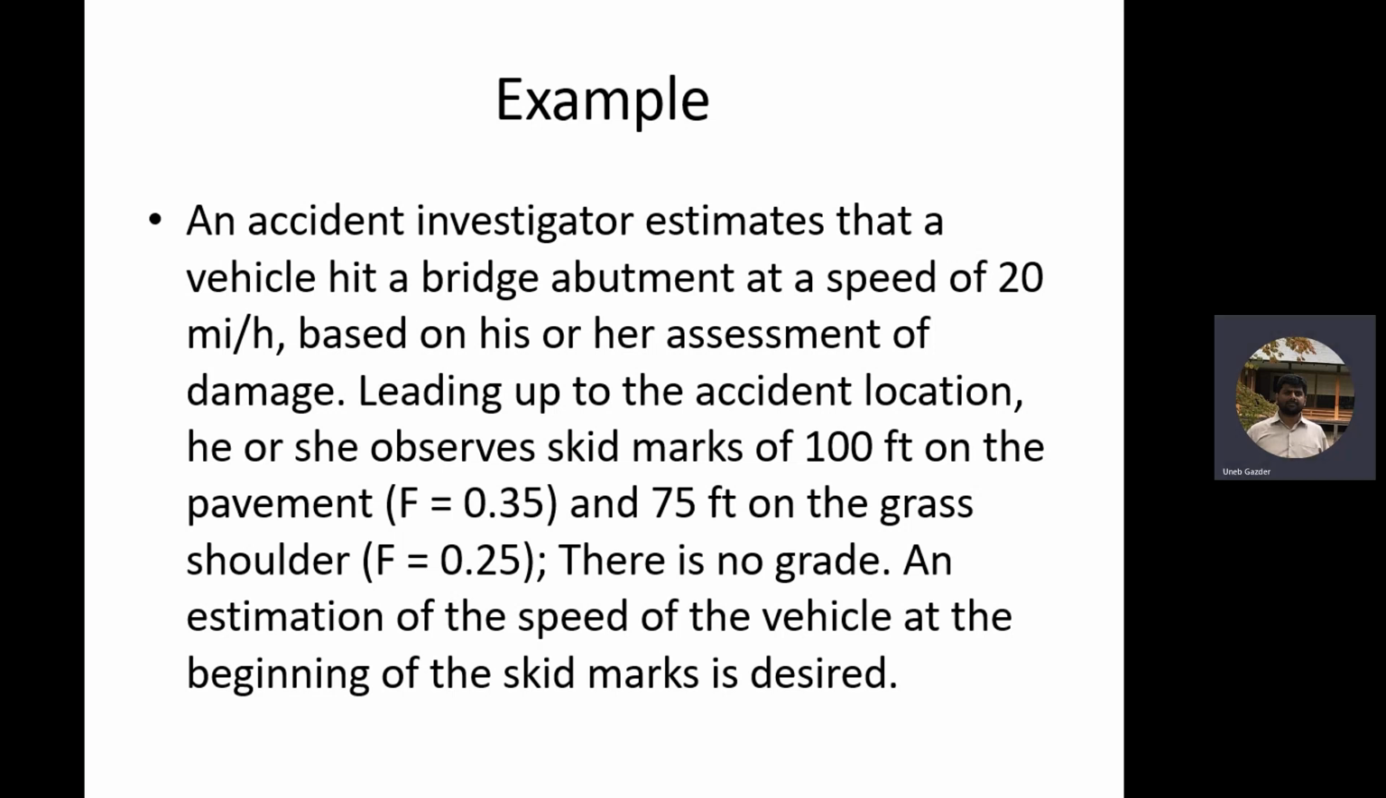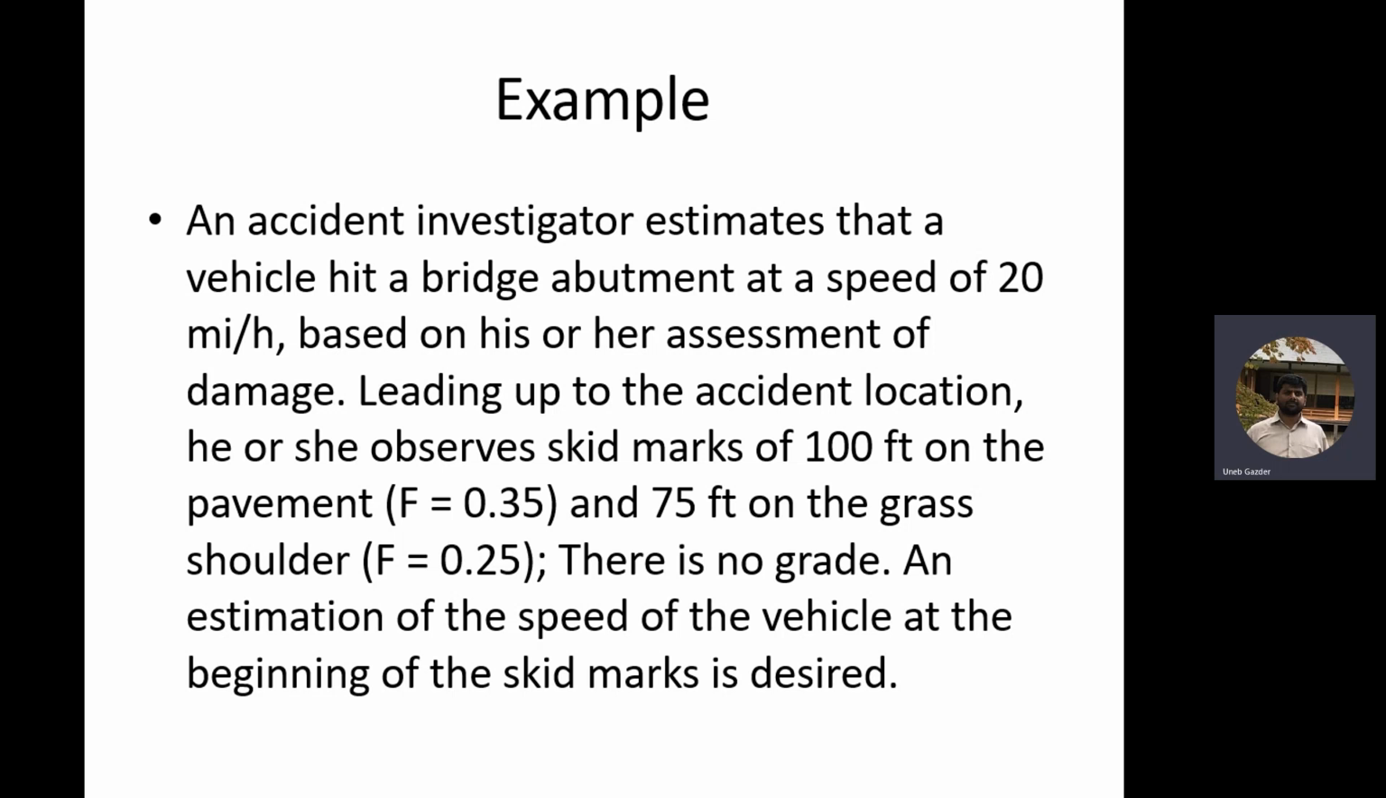So they measured the skid marks. And obviously the side of the bridge. You have the road, then a shoulder, and then the abutment. In many cases, the surface of the shoulder is the same as the pavement. But in this case, the shoulder was made of grass. So the F value changed. For the pavement, the F value was 0.35.